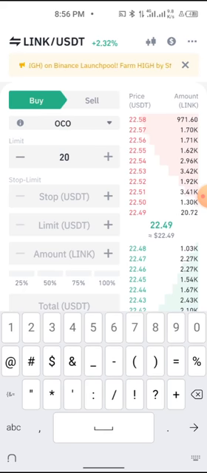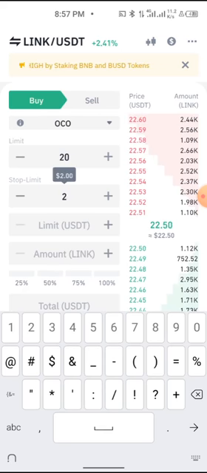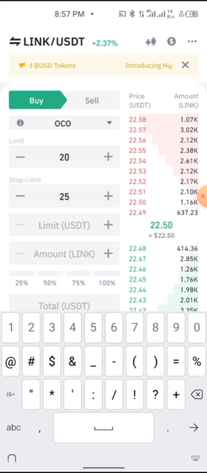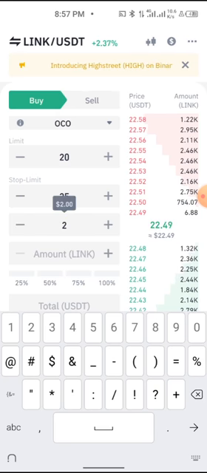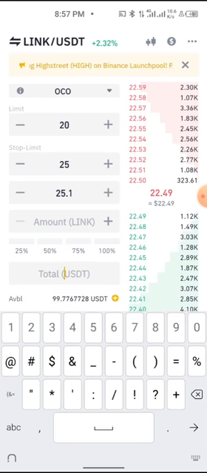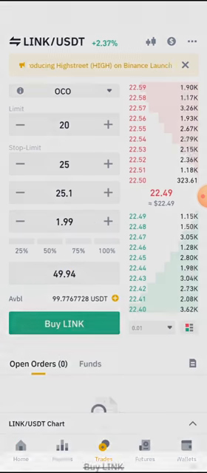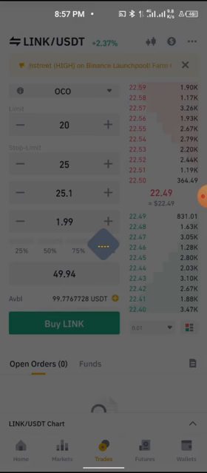But since there's a chance the price could start blasting upwards through the roof, you set your stop to 25, right? So now this is a stop limit order for your option B. Definitely your limit should be a little bit higher, 25.1, and the amount you want to buy, let's say it is $50, and then you place your order.